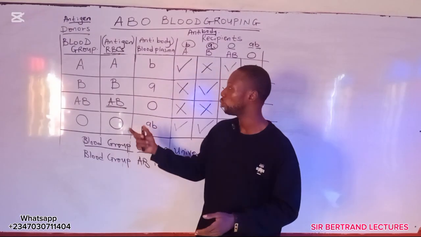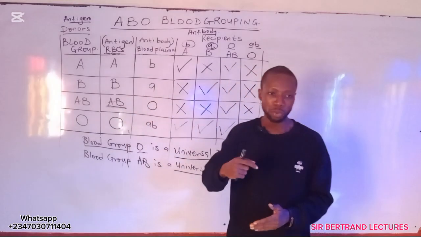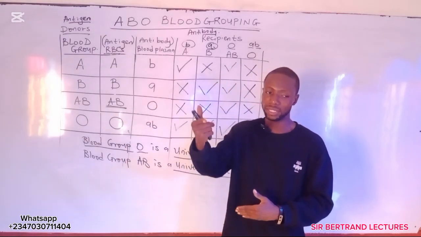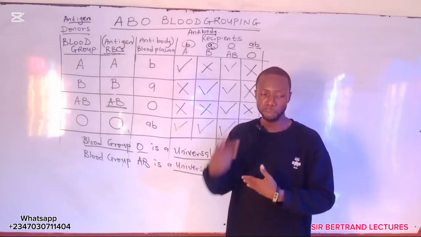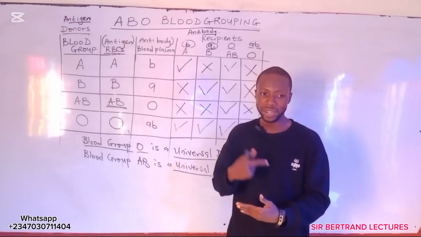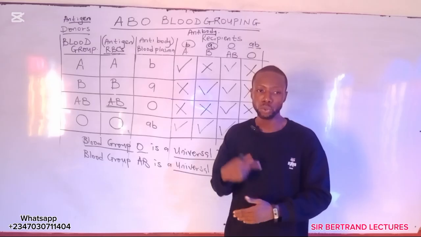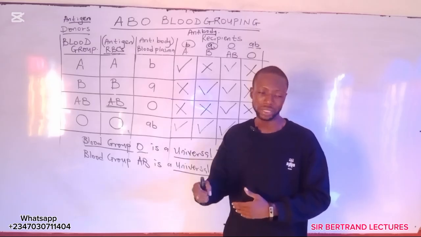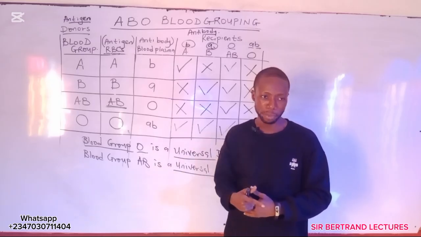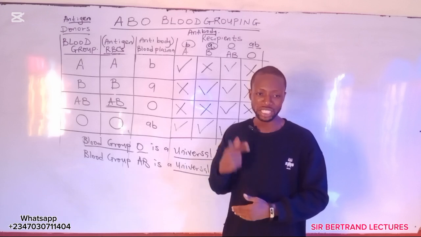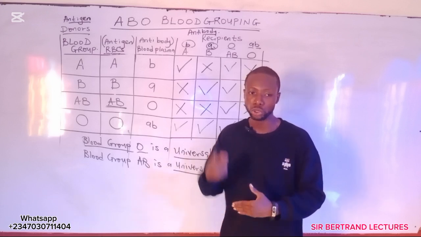Okay, which I've told you that blood group A can give blood to blood group A and AB. Then blood group B can give blood to a recipient with blood group B and AB. Then blood group AB cannot give to anybody except blood group AB. Then blood group O can give blood to every blood group.